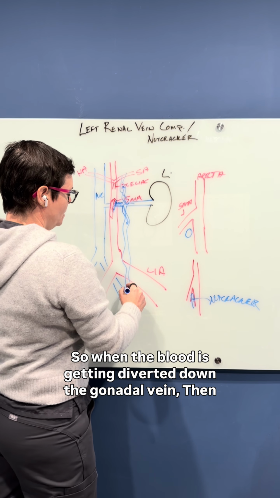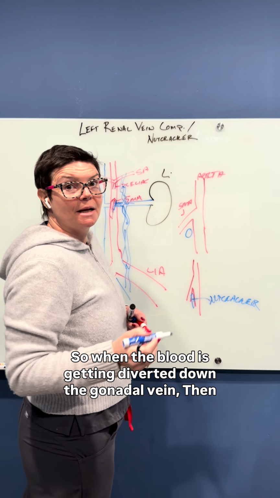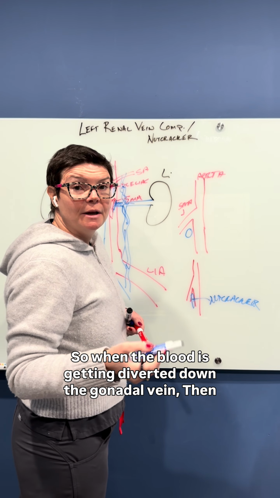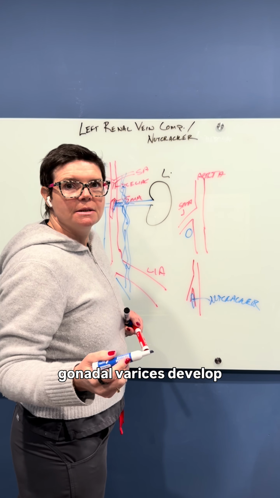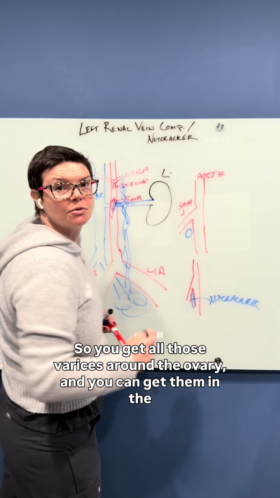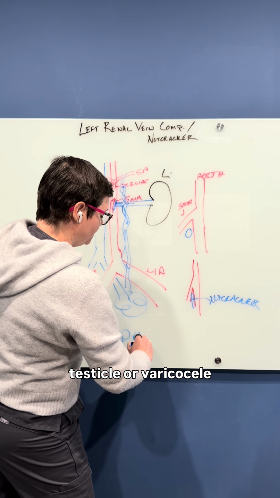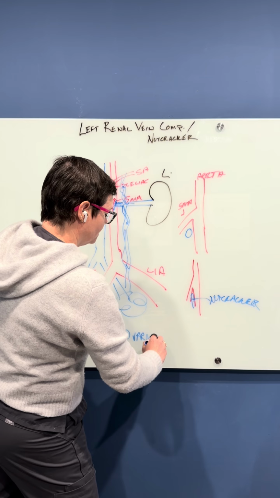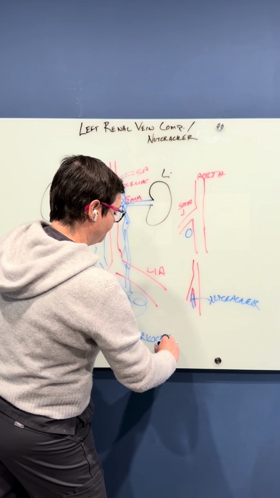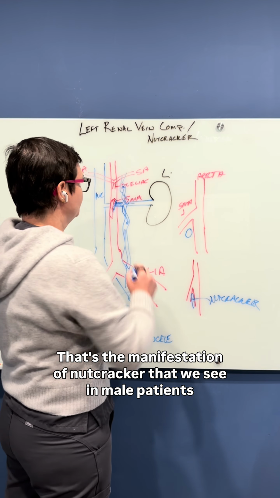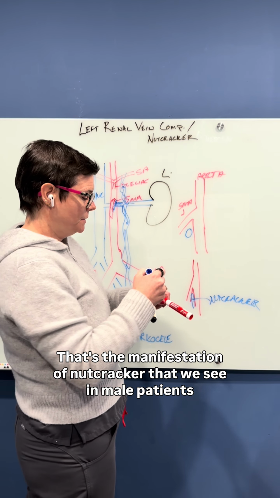So when the blood is getting diverted down the gonadal vein, then gonadal varices develop. Okay, so you get all these varices around the ovary, and you can get them in the testicle, or varicocele. That's the manifestation of nutcracker that we see in male patients.